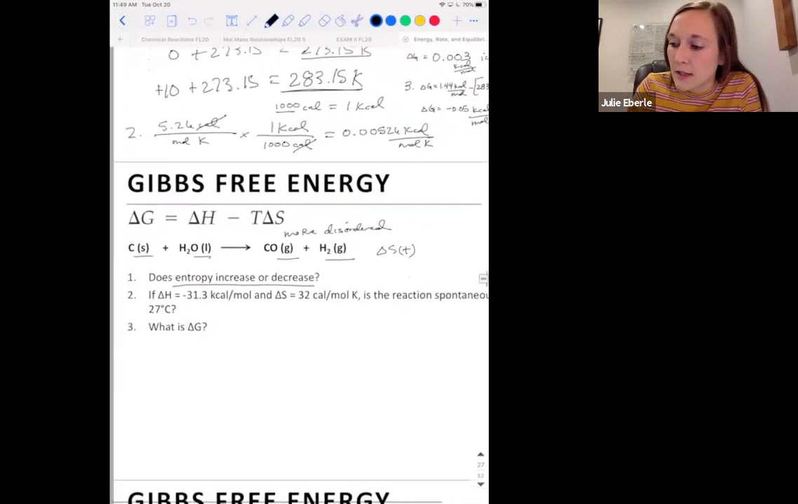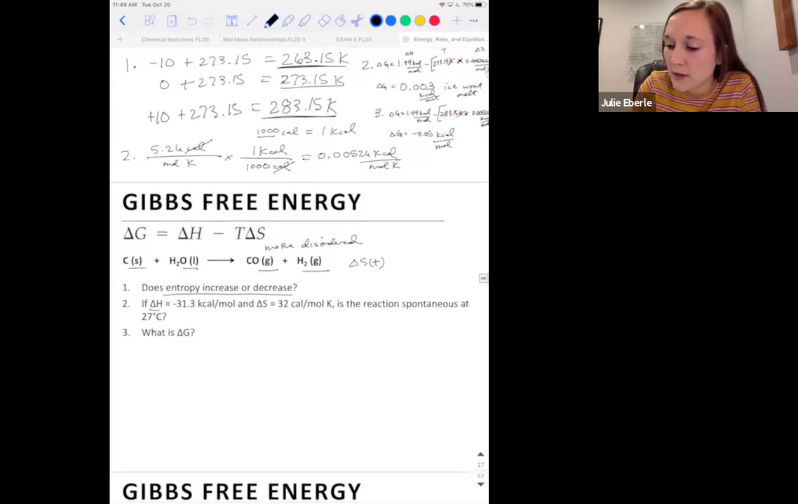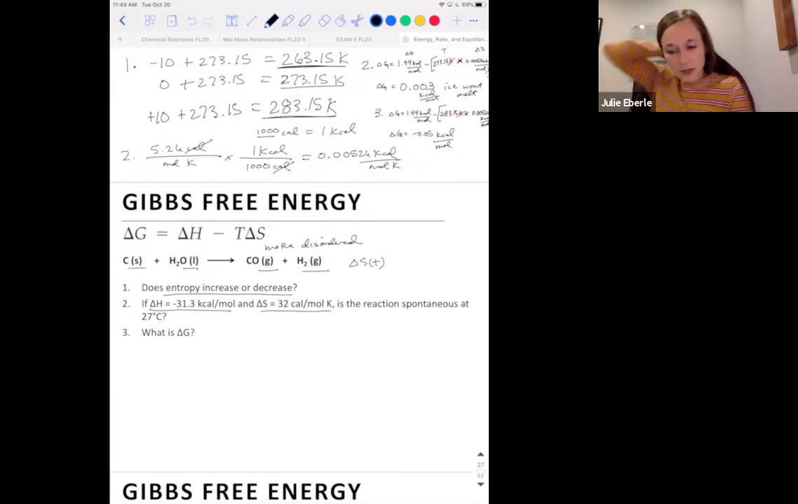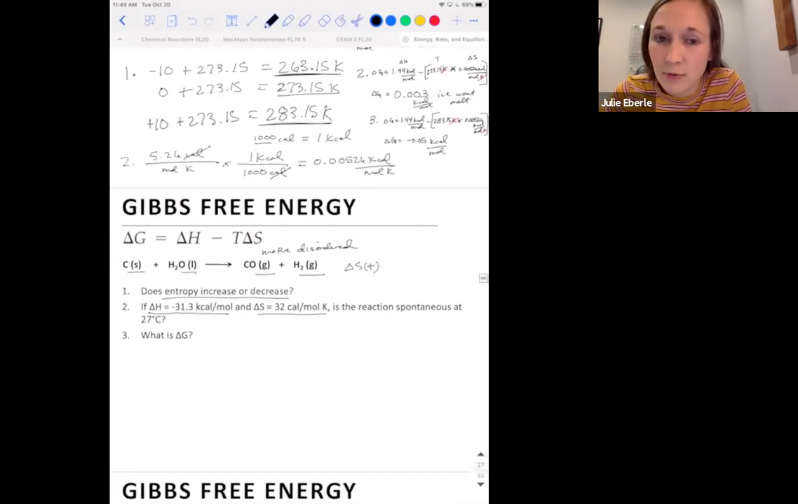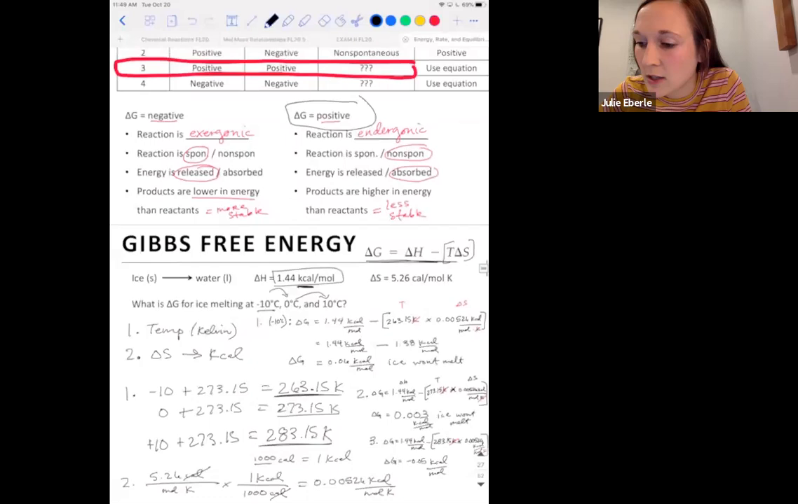All right, now part 2 says if your delta H is a negative 31.3 kcal per mole and delta S is a positive 32 calories per mole Kelvin, is the reaction spontaneous at 27 degrees Celsius? What it's asking you is, what is delta G? First, we need to calculate delta G, or maybe, let's just look at the signs on our delta H and delta S. I hope those tables that we filled in earlier come in handy. We have a negative delta H and a positive delta S. Let's see if that matches one of our conditions up here.